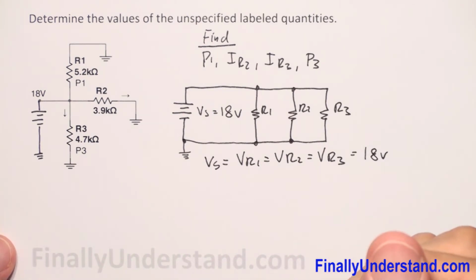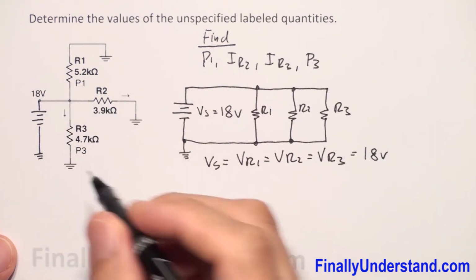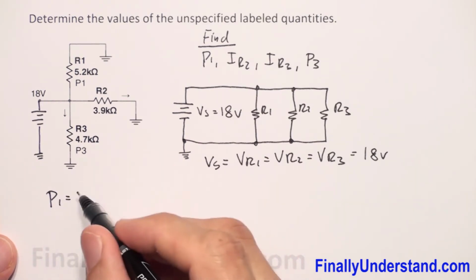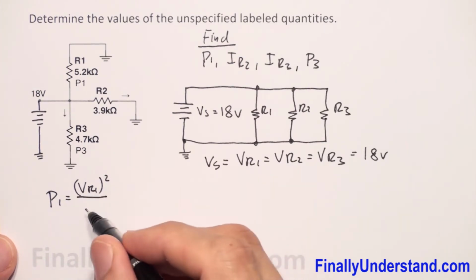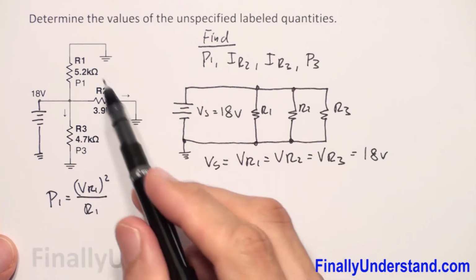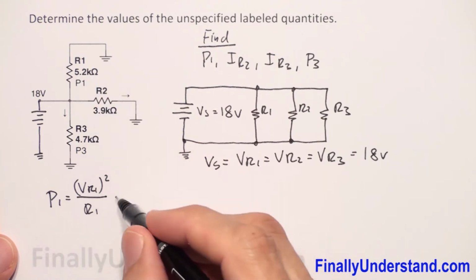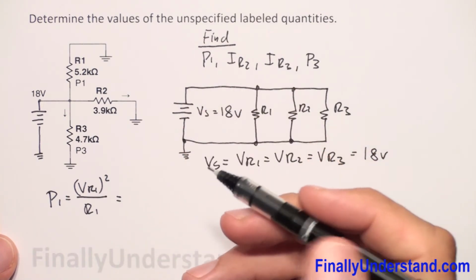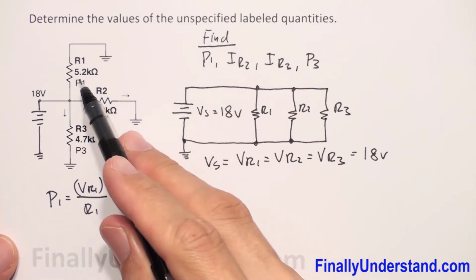You're supposed to remember the formula for power, because we have voltage and we have resistance. So we can use this form of the power formula. Power P1 is equal to VR1 to the second power over R1. Why am I using this formula? Because I have the voltage across this resistor and I have the resistance of this resistor. That's why I'm using this form. I don't have to find the current in this case, because it's not needed. I can find the power without finding the current in this resistor.